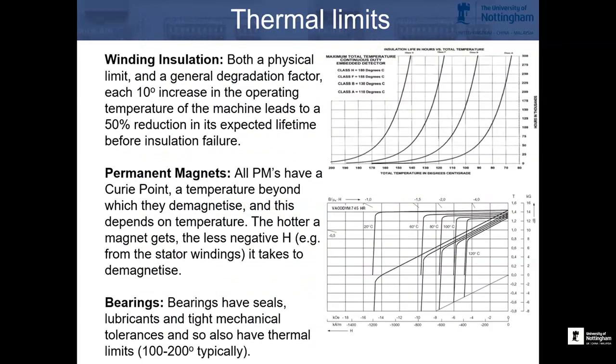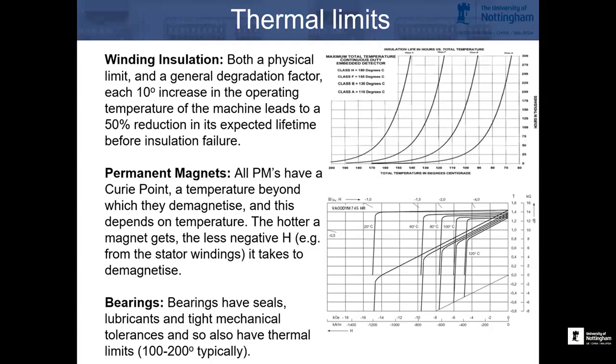So we discussed last week the thermal limits of materials. So we talked about winding insulation, how we have physical limits, but we also have that general lifetime degradation, how it isn't generally as simple as a pass or fail, 10 degrees extra, your machine's going to catch fire. It's a degradation in lifetime where every 10 degrees typically reduces your operating lifetime by 50%. So there isn't a fixed point, but you do have real impacts on lifetime of machines.